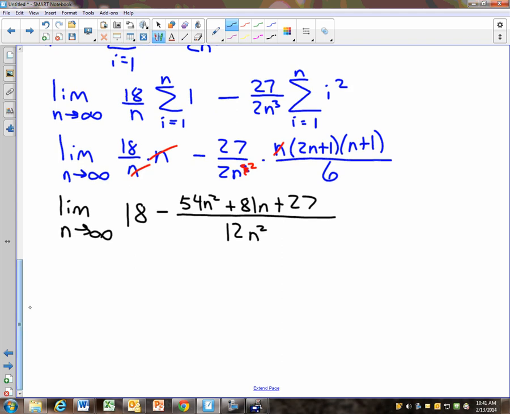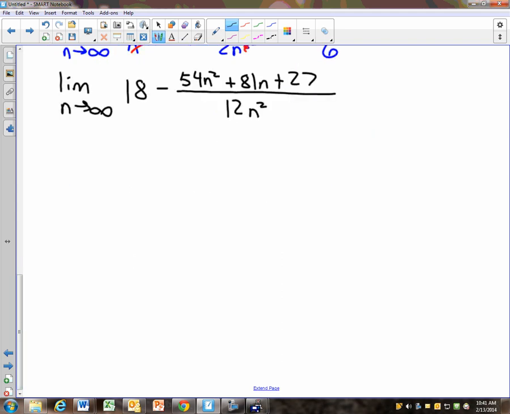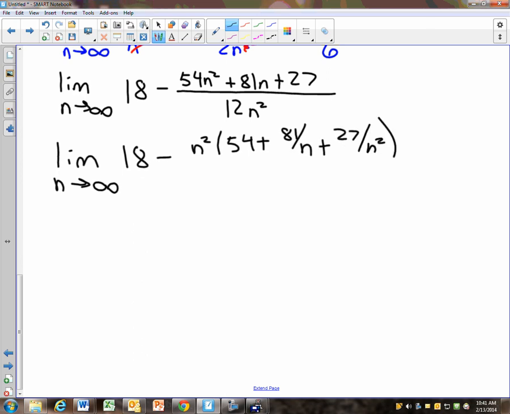Good. We're almost there. We can leave the 18 alone, because the limit as n approaches infinity of 18 is, this is a constant function. Always has a height of 18. What do I factor out at top? n squared times 54 plus 81 over n plus 27 over.